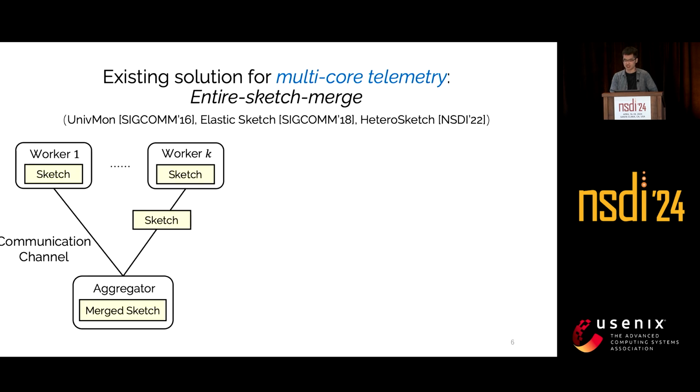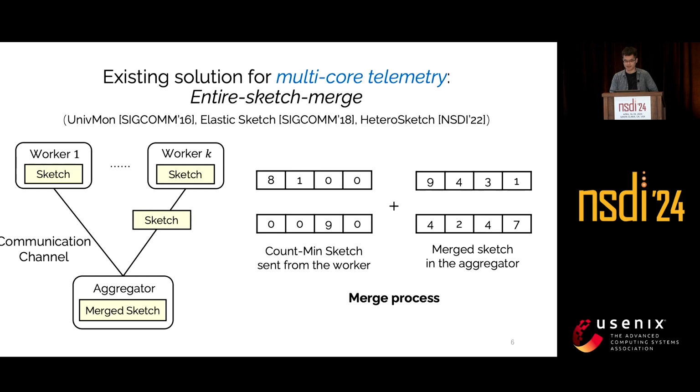Many existing systems utilize the entire sketch merge design to scale their operations to distributed settings, which can also be applied across multiple CPU cores. In this design, there are multiple worker CPUs and an aggregator CPU responsible for aggregating statistics from the workers. Each worker maintains its own sketch to handle its traffic and periodically sends this sketch to the aggregator. The aggregator then merges the sketches into its own sketch and reports the aggregated results. These sketches can often be merged using operations such as sum and max to obtain the aggregated results without compromising accuracy guarantees. For instance, in the case of the counting sketch, the aggregator can aggregate results by calculating the sum of the two counter arrays.